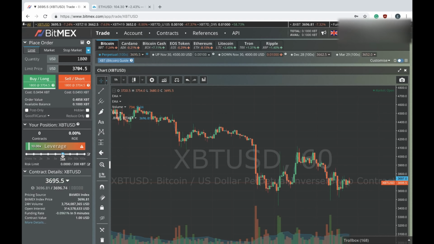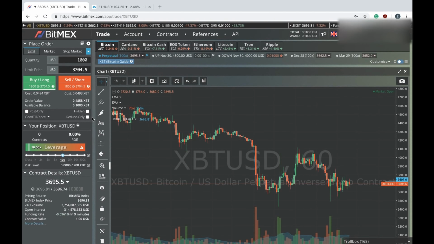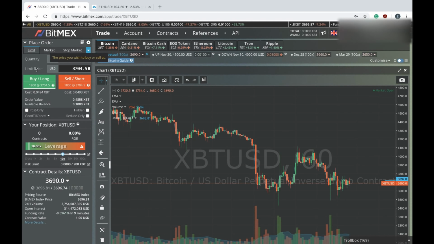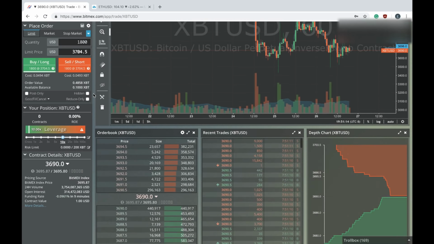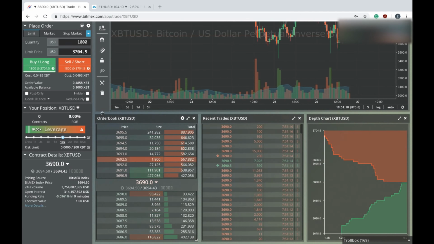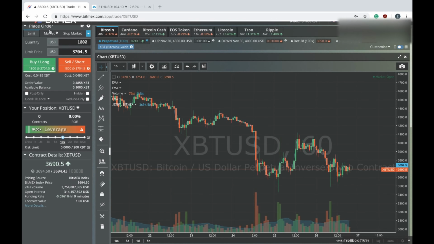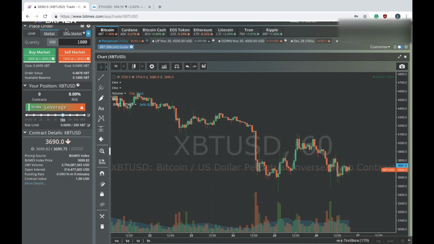Okay, so now that we've gone through leverage, let's talk a little bit about the types of orders. If you're familiar with trading, you know that with a limit order, it will put your order into the order book and then you need to get filled. With a market order, it'll execute your trade right away. This costs a higher fee on Bitmex. I'll get into fees in a little bit.